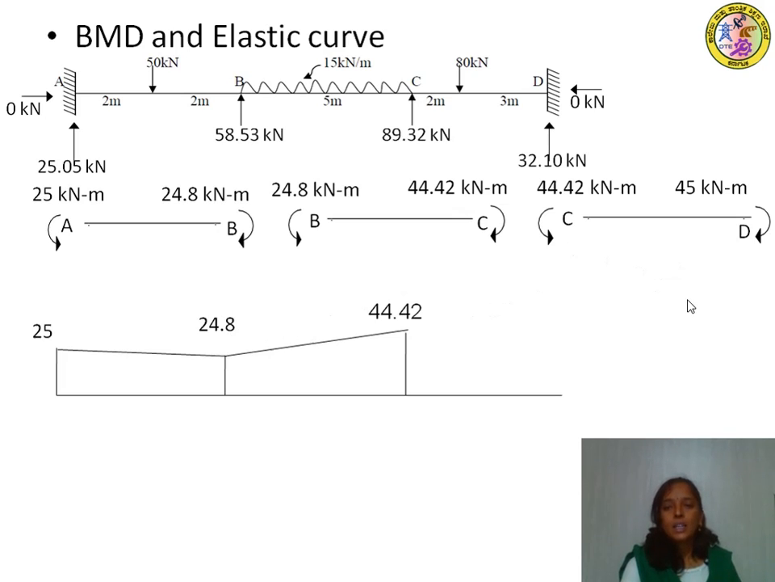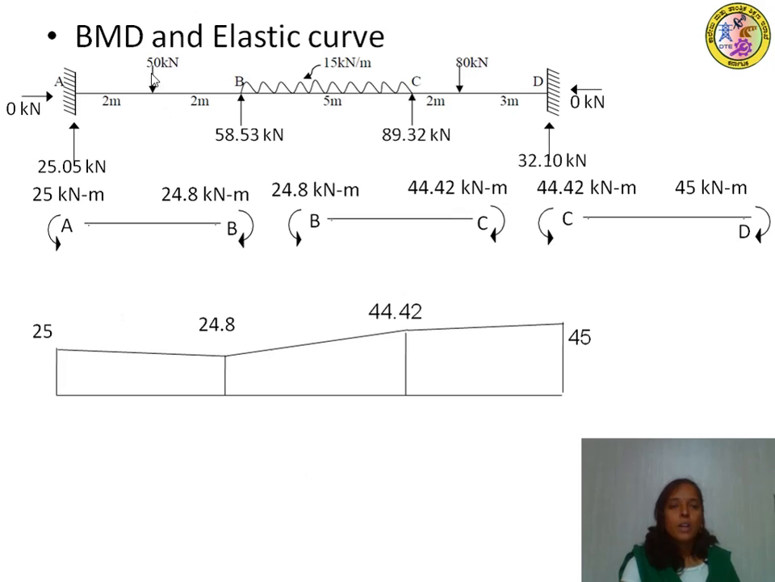Next at D, again see left thumb in the upward direction, and at D right thumb in the upward direction, so mark a line for 45 kilonewton meter. So now you join these two. So this is the magnitude of MDC, 45 kilonewton meter. So this is the support moment diagram, over which we have to superimpose the free bending moment diagram.